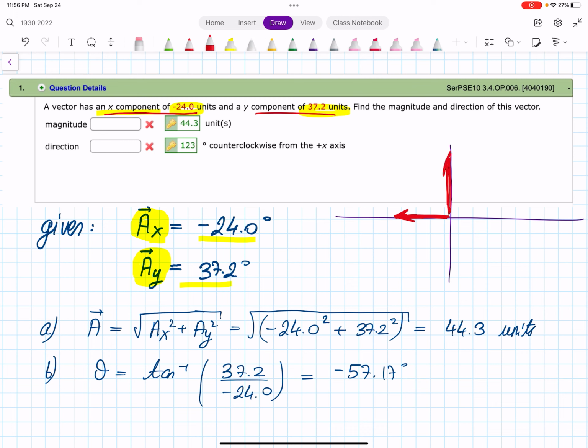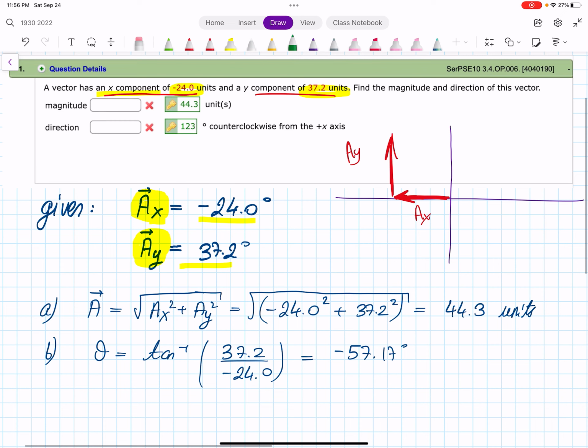You can always shift your vectors around. I'm just going to shift my vertical vector here and eliminate it right there. We have A sub y, we have A sub x. How do we find now the actual magnitude of the vector? You are completing yourself a triangle, right? Good. So the vector A makes up the hypotenuse of this right triangle. A sub x squared plus A sub y squared.